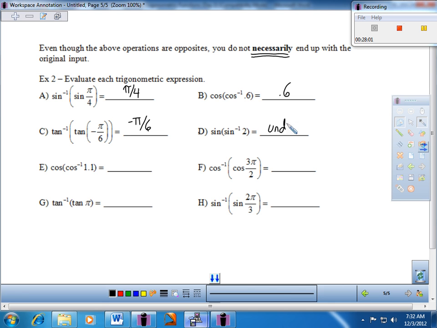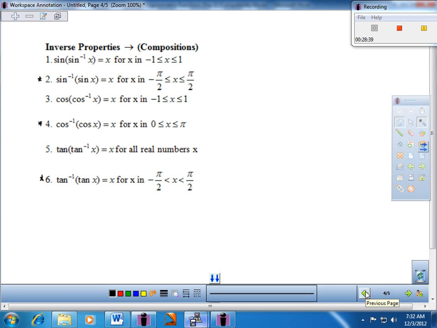All right, everyone, letter E. How about this one? Inverse cosine of 1.1. Understand what the expression is trying to tell you, and you have a shot at this. This is basically saying, find the angle that has a cosine ratio of 1.1. Well, everyone, is it even possible to have a cosine ratio above 1? No.